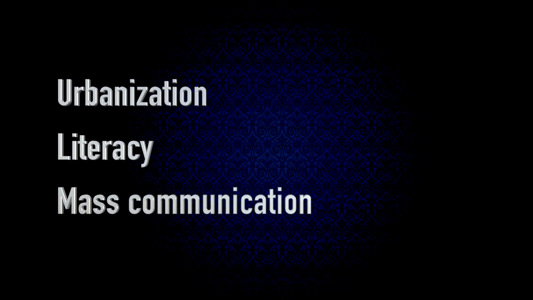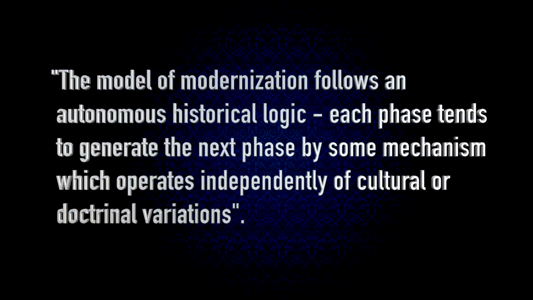Modernization is perceived as the process by which participant societies develop. The evolution of such societies involves at least three stages, which have been summed up by Lerner as urbanization, literacy and mass communication. This is seen as a general sequence of stages. The model of modernization follows an autonomous historical logic. Each phase tends to generate the next phase by some mechanism which operates independently of cultural or doctrinal variations.